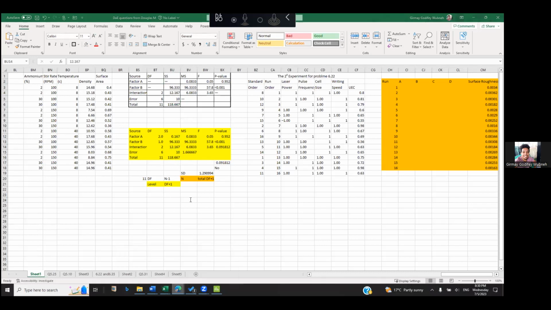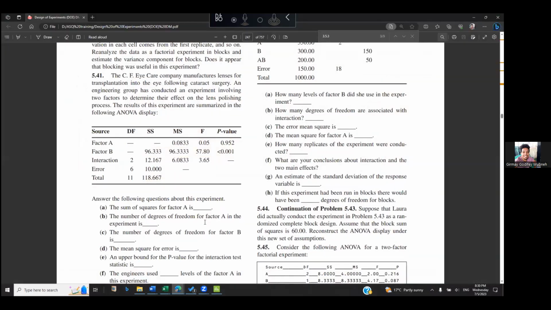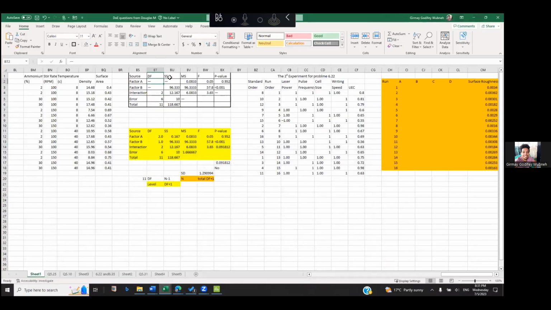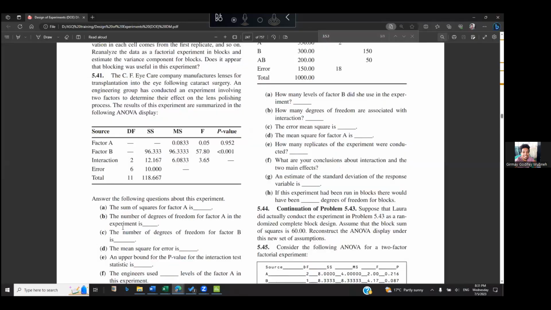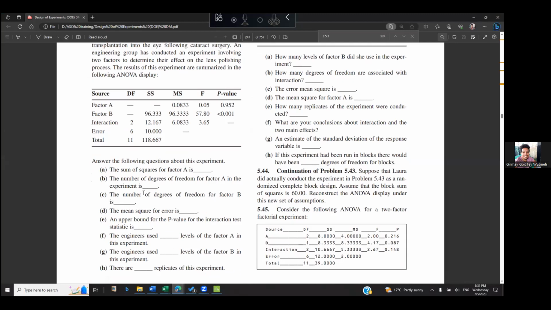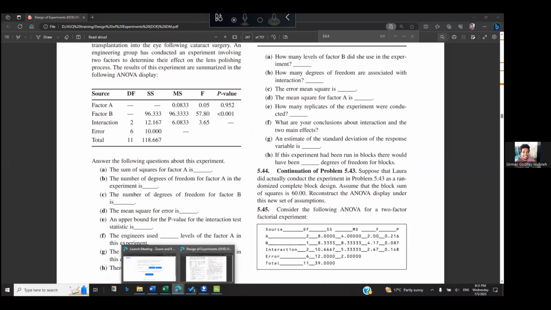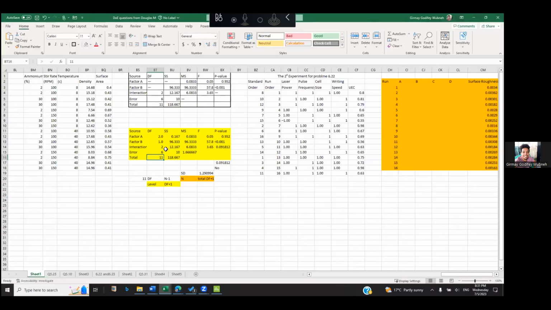Next, the number of degrees of freedom for factor A in the experiment. It will be the sum of squares over the mean square, which means this one over this one, so it is 2. The degrees of freedom for factor A will be 2. Similarly, the number of degrees of freedom for factor B is the sum of squares over the mean square, so 9 over 9, which gives 1.